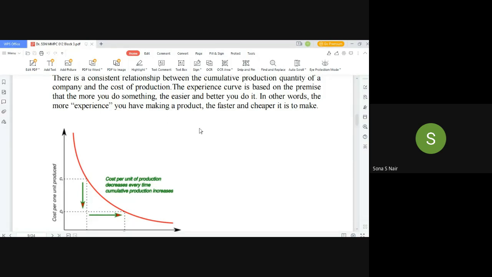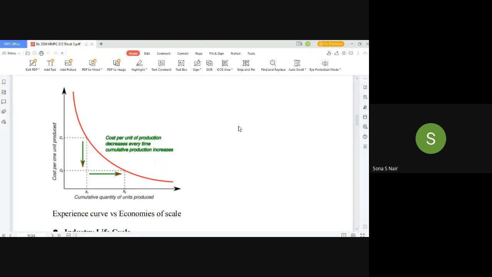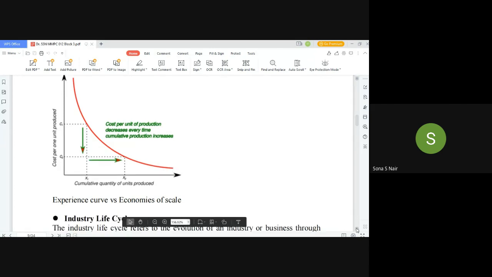This, you can see here, is a small figure which says that over a period of time, when the production goes on, the cumulative quantity of units produced and the cost per one unit produced, if they are compared over a long period of time, the cost per unit of production decreases, right? Why? Reason being that, like we said, there are two things.